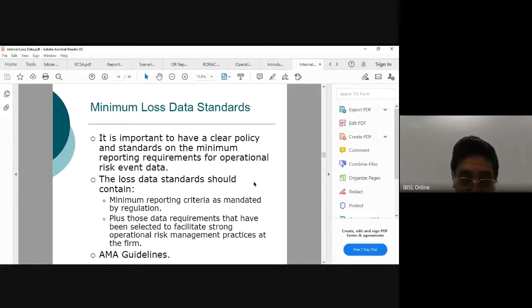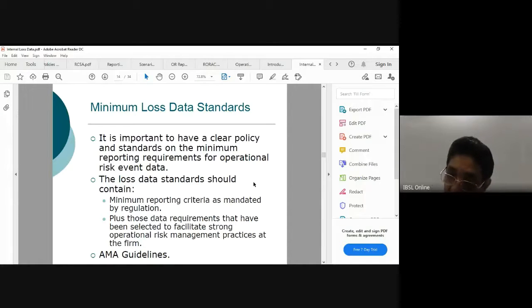Now there should be a criteria on reporting standards. The loss data standard should contain those data requirements that have been selected to facilitate strong operational risk management practices at the firm. Now it's like this.